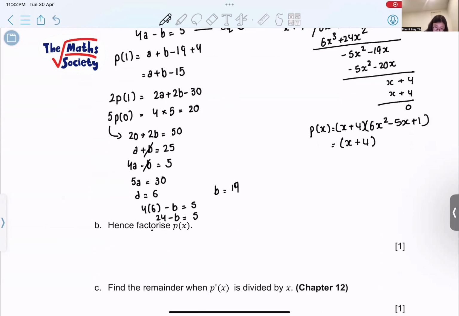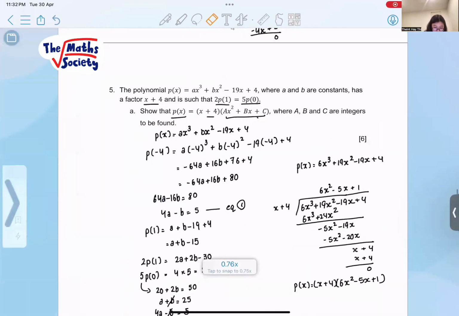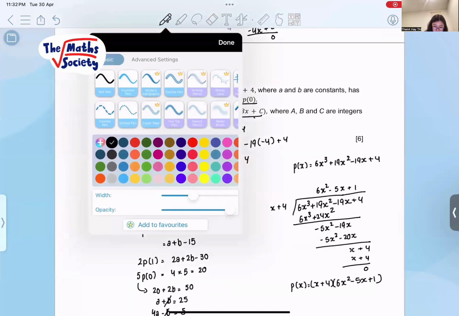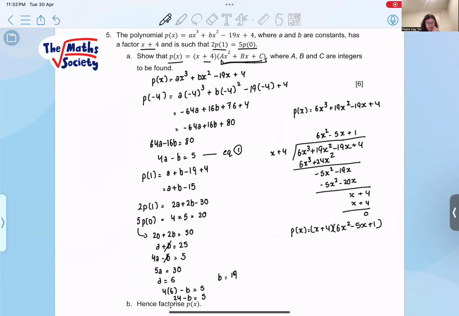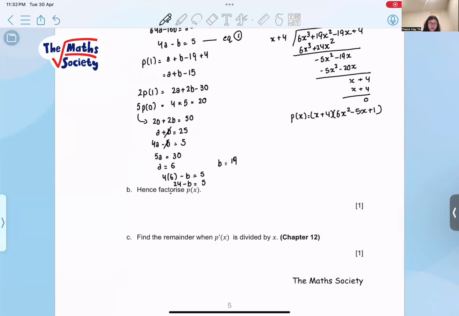Oh, you don't need to factorize it here, you can just leave it as a quadratic, because they tell you to leave it in quadratic form, ax squared plus bx plus c. Yep, just be careful. And then now only we have to factorize p of x.